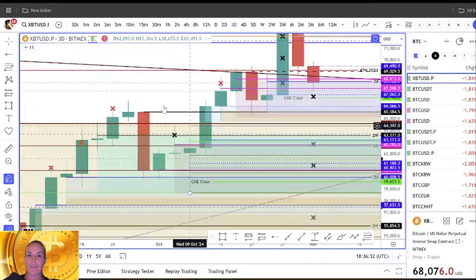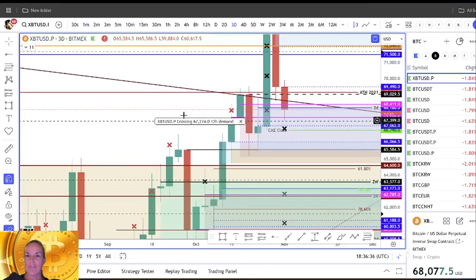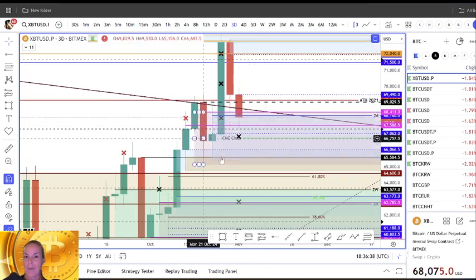So we had the aggressive, I think I mentioned in my last update that I was looking for this area today to hold and potentially to fill. So we had a higher CME gap up here that got filled, and then we have this lower one down here.